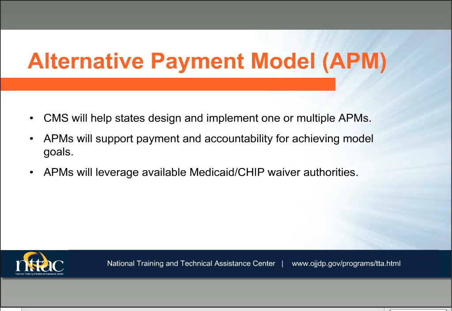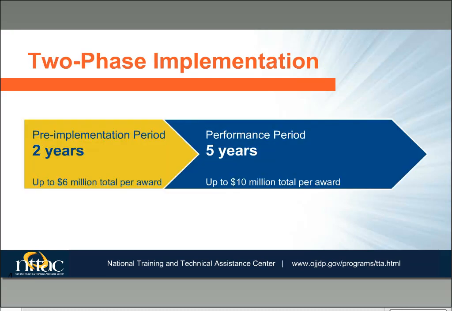Those APMs that are designed under the InCK model will assist in providing accountability for achieving the model goals, related to promoting accountability for improved outcomes such as rates of avoidable out-of-home placement and opioid use, and also ensuring the sustainability long-term for the model.